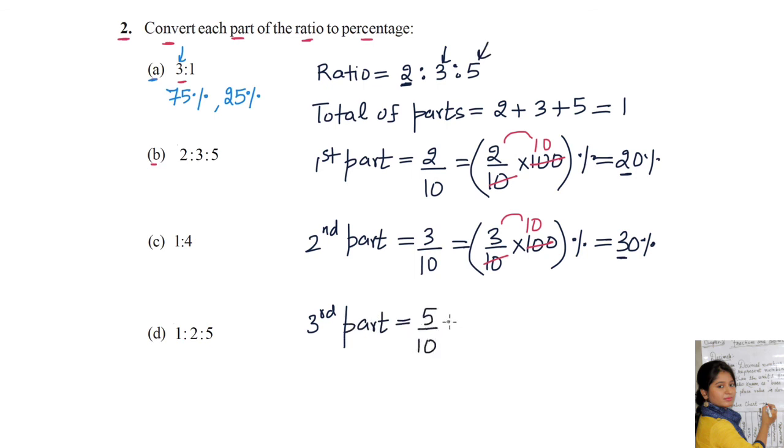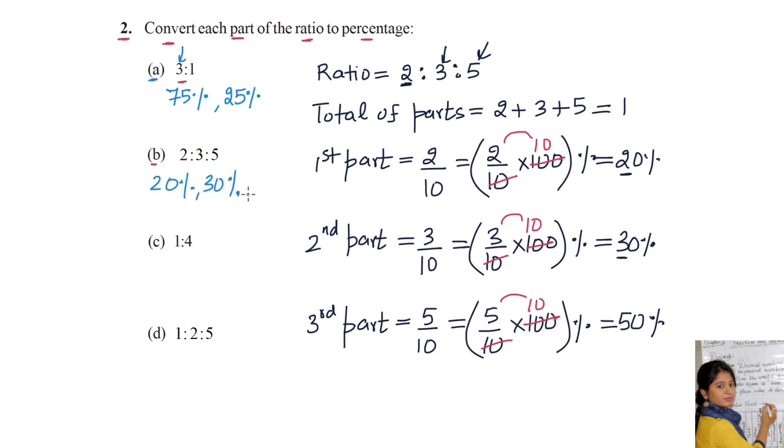So 5 upon 10 is the fraction of the whole, and if you are going to convert into percentage, it will be like this, right? 0 and 0 will be cancelled out. We are left with 10 and 5. 5 into 10 is 50. So 50% is the percentage of this part. So for 2, if we express it in percentage, it is 20%. For 3 we have expressed it as 30%, and for 5 we can write 50%. Right? So in this way we will solve this type of questions.